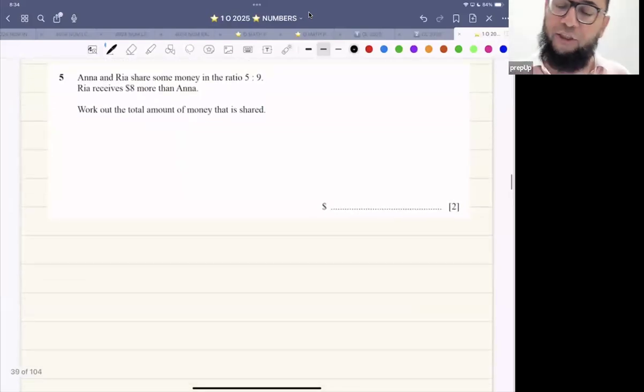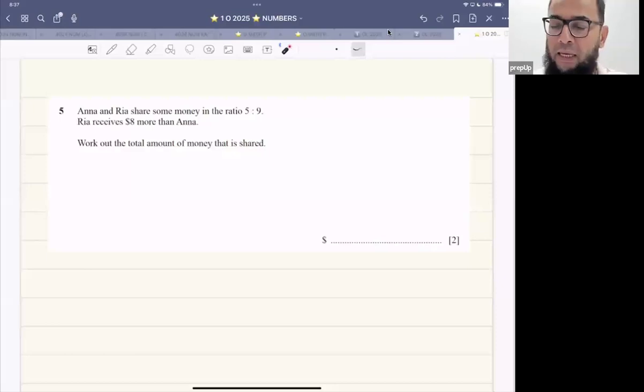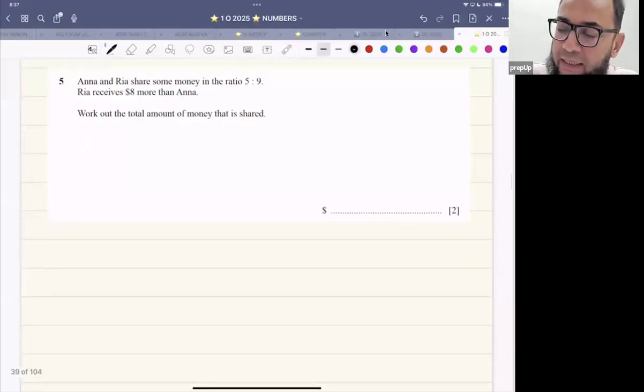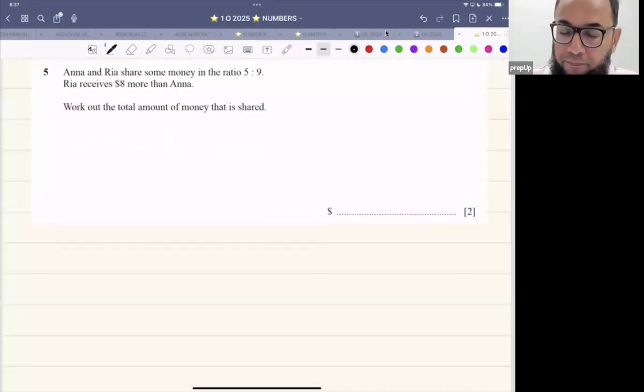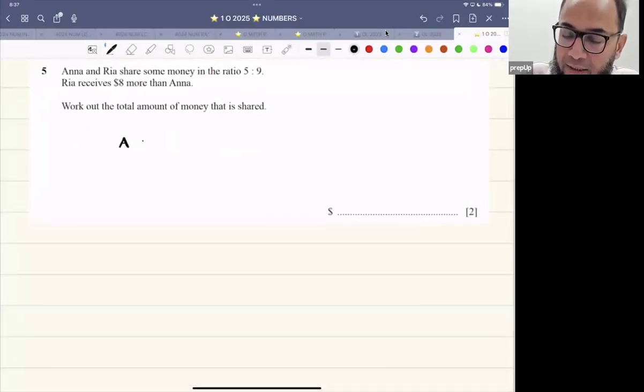Another ratio question. I would like you people to try this out. This particular ratio question. I'm pausing the record. Now it says Anna and Ria share some money in the ratio 5:9. So this is A, this is R. The ratio is 5:9. Ria receives $8 more than Anna.